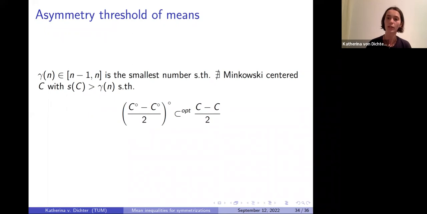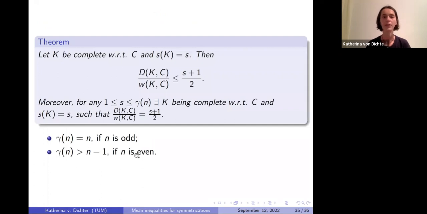For n minus 1, we can take the set C as a cylinder, and then for this one, you have optimal containment between those means. So gamma must belong somewhere between them. And here is the theorem.